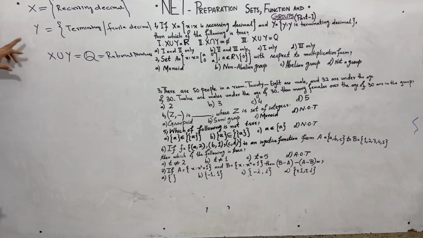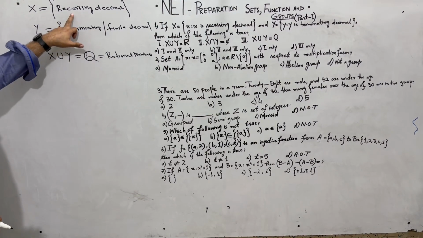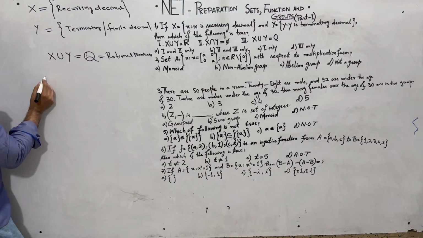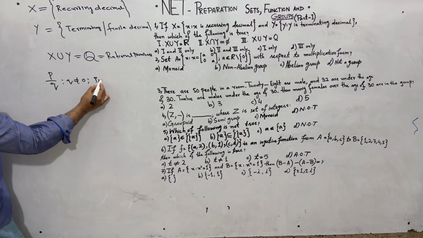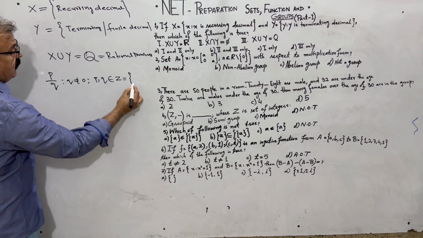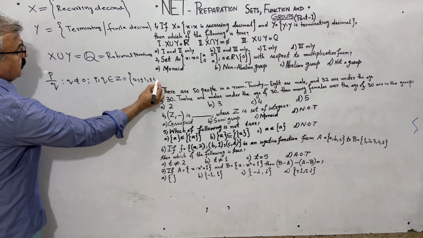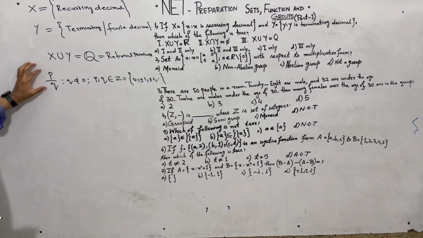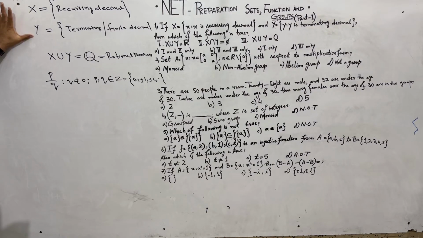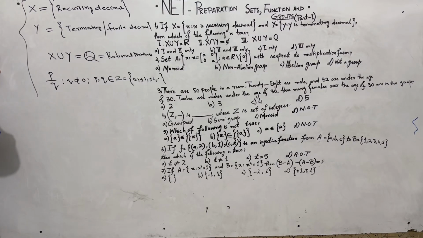Here, these are the two definitions. If we have a fraction P over Q, such that Q does not equal 0 and P, Q both belong to the set Z of integers, 0, plus minus 1, plus minus 2 and so on, and we divide, we get either a terminating or finite decimal, or a recurring decimal. That is the whole definition of a rational number.